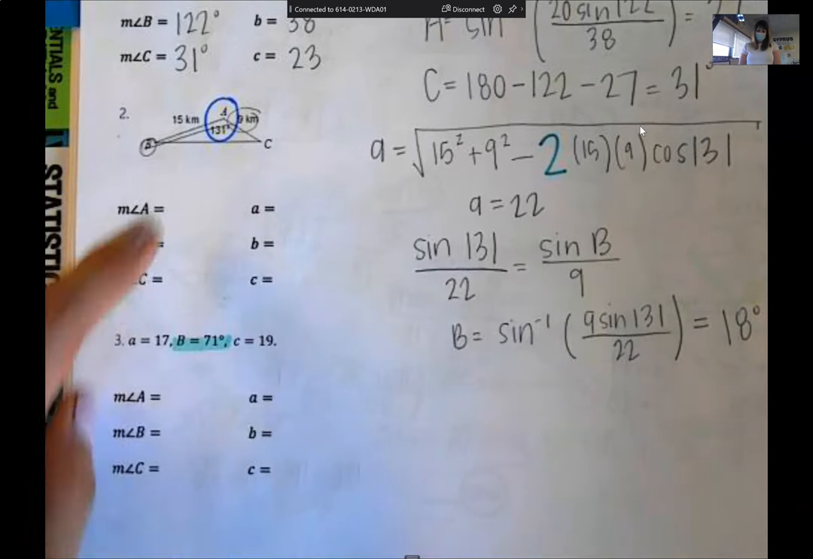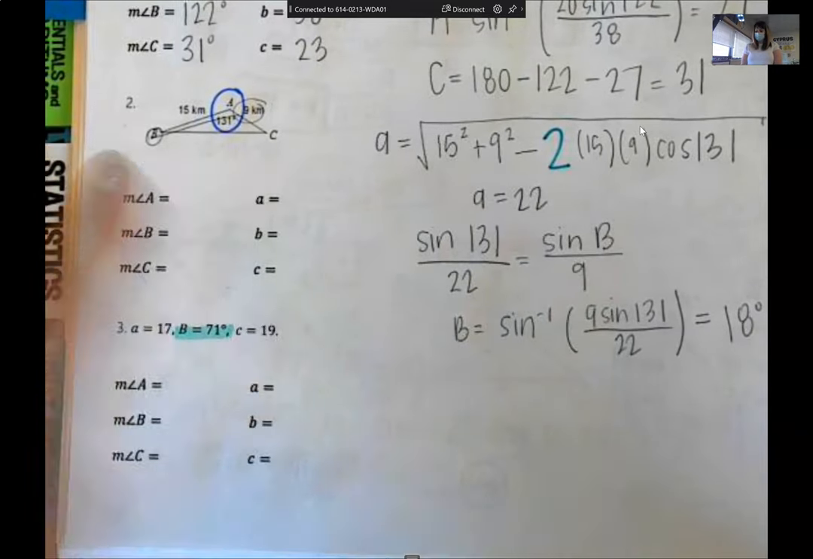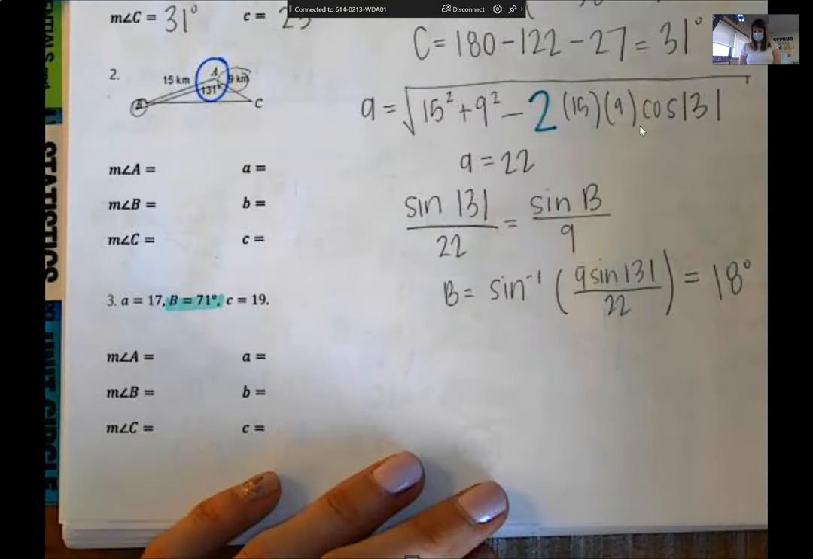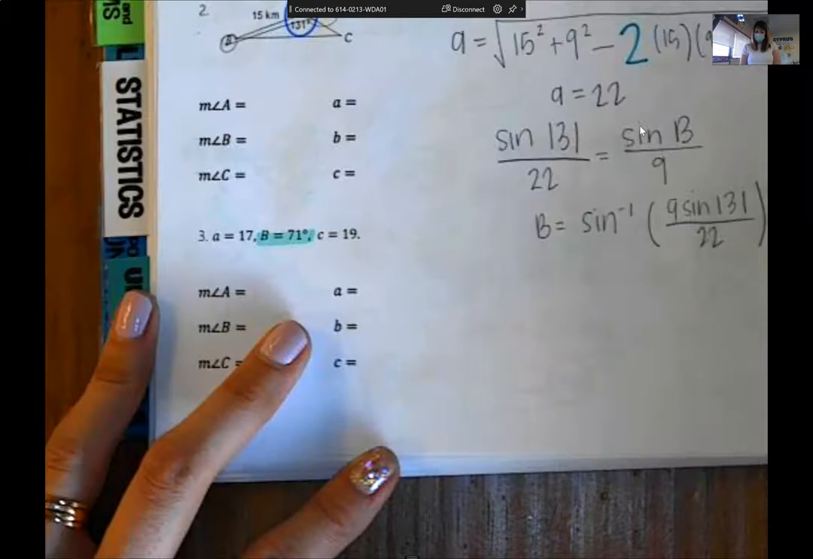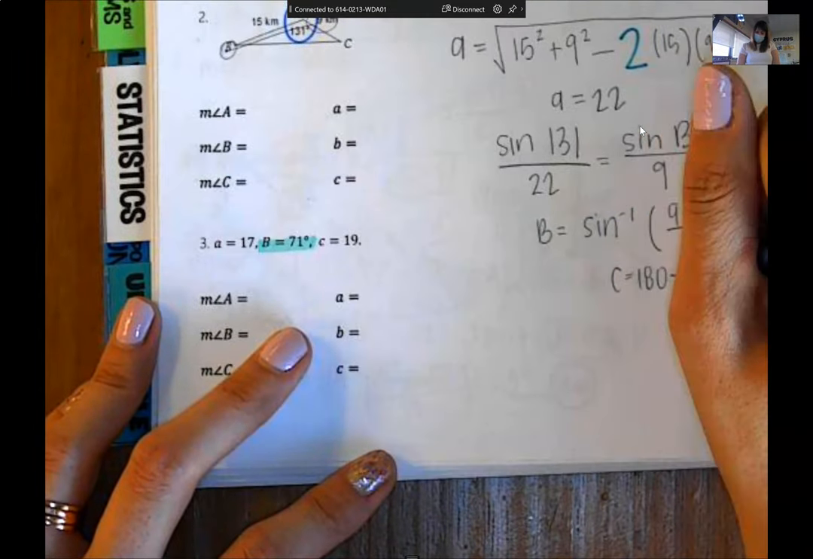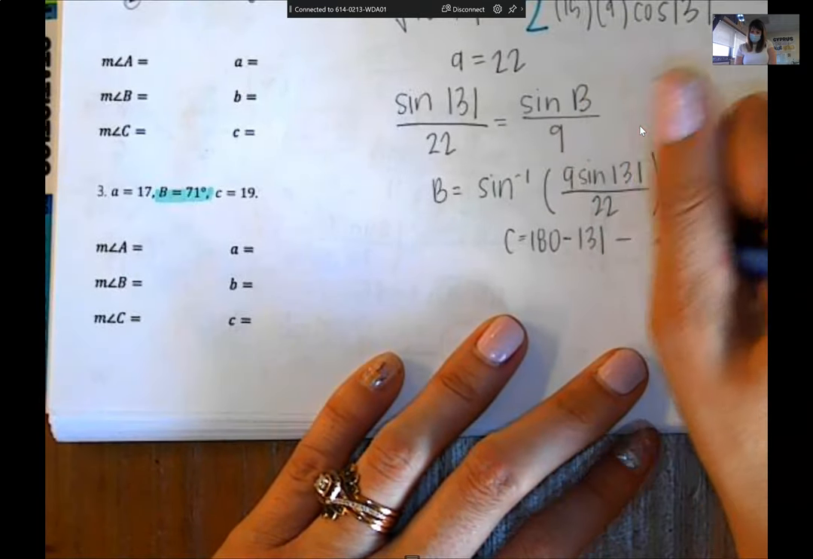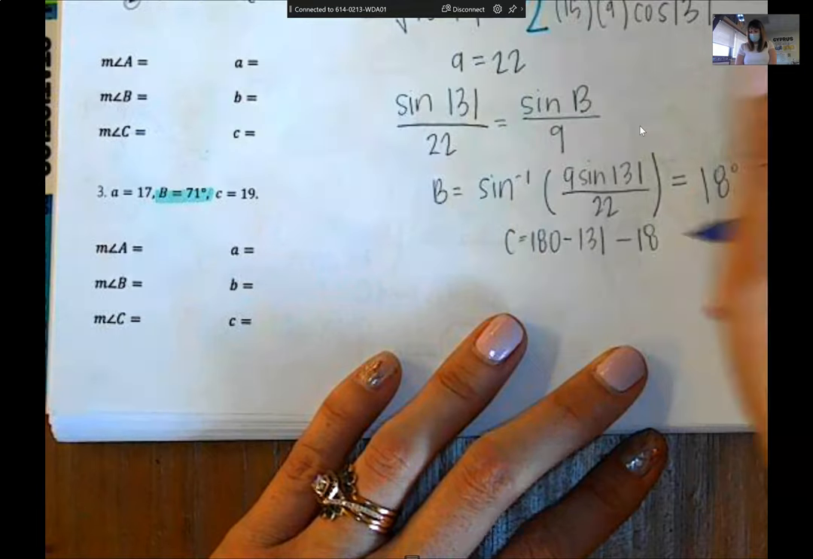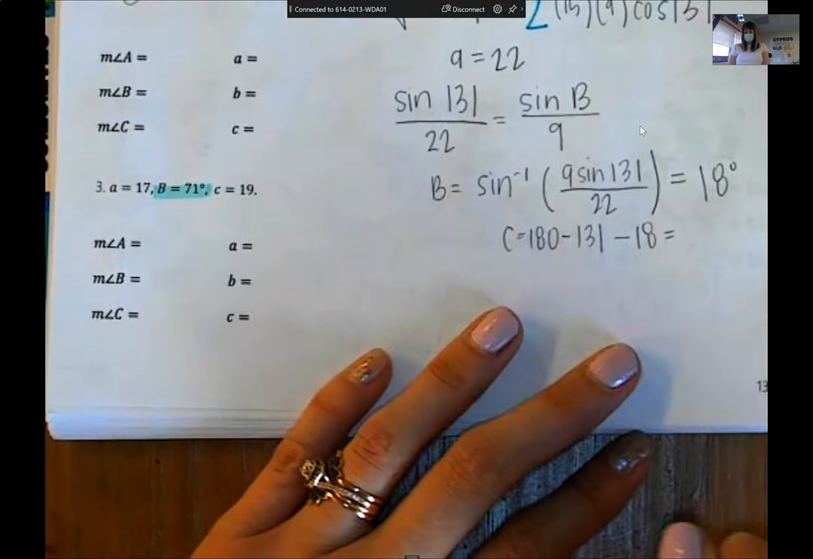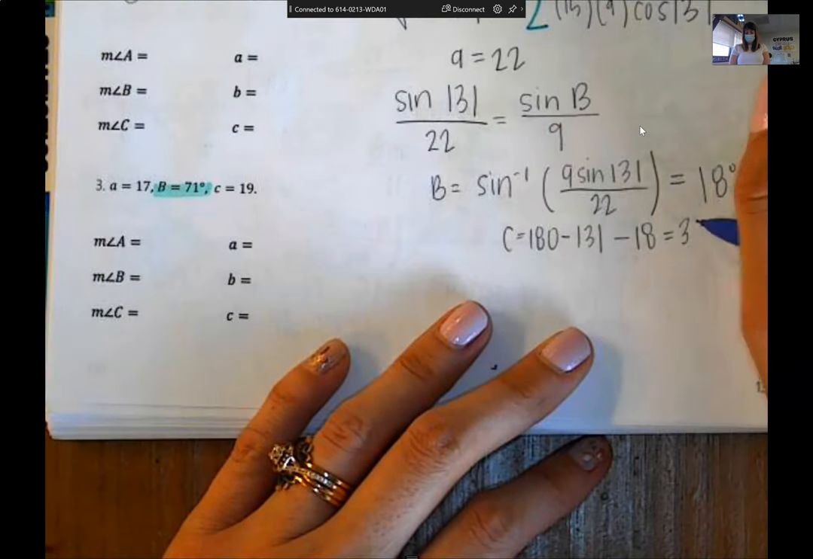Okay, so we know angle A, we know angle B. So now our last step is to find C. 180 minus the given angle of 131 minus the angle you just found, 18. What's that one? 31.